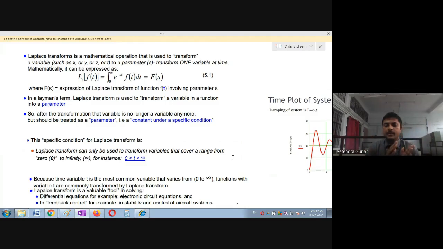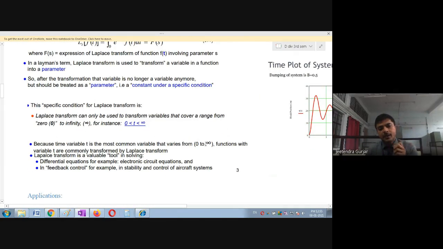This time interval will be 0 to infinity. I don't know how much time will be required if you take the time plot of a damping system, right? So we don't know, so we have taken the range from 0 to infinity, because time variable t is the most common variable that varies from 0 to infinity. Functions with variable t are commonly transformed by Laplace transform.